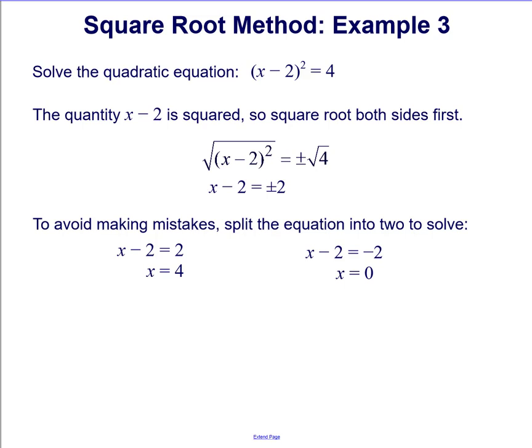Now, we have 2 possible answers here for x. So to avoid making mistakes, split the equation into 2 and solve. So on this left side, I'm going to consider the positive case, where x minus 2 is equal to 2. That occurs when x is equal to 4. I would also on the right side consider the case where x minus 2 is equal to -2. And that occurs when x is equal to 0. So we have 2 possible answers. x can equal 4, x can equal 0. And if you plug both 4 and 0 into x, both times you're going to get 4 for an answer.